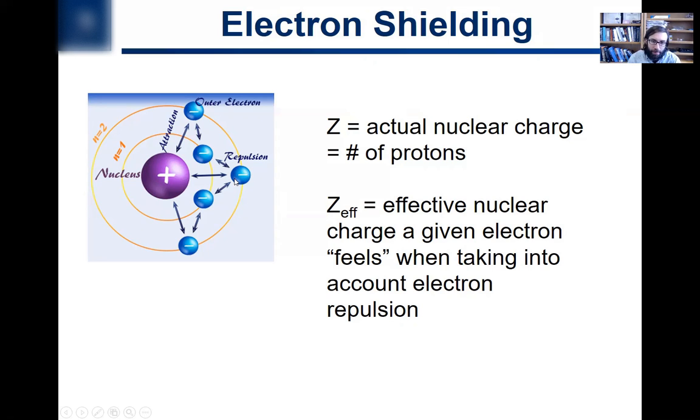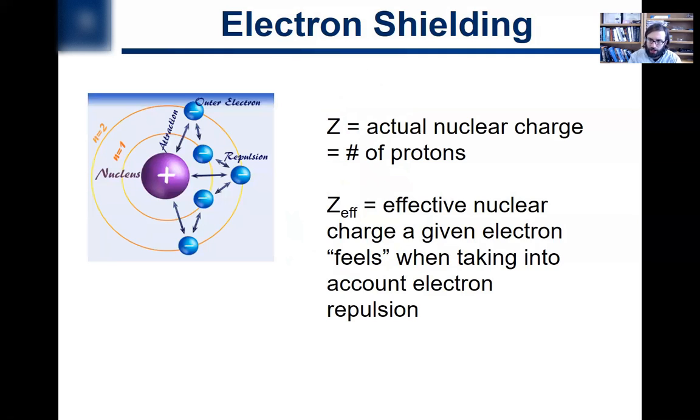So in other words, the effective nuclear charge that this electron feels in the outermost shell is going to be much less than the effective nuclear charge that the n equals 1 electrons feel, because again, the n equals 2 electron is more shielded from the nucleus by the n equals 1. And the n equals 1 electrons are closer to the nucleus, so they have a higher effective nuclear charge.